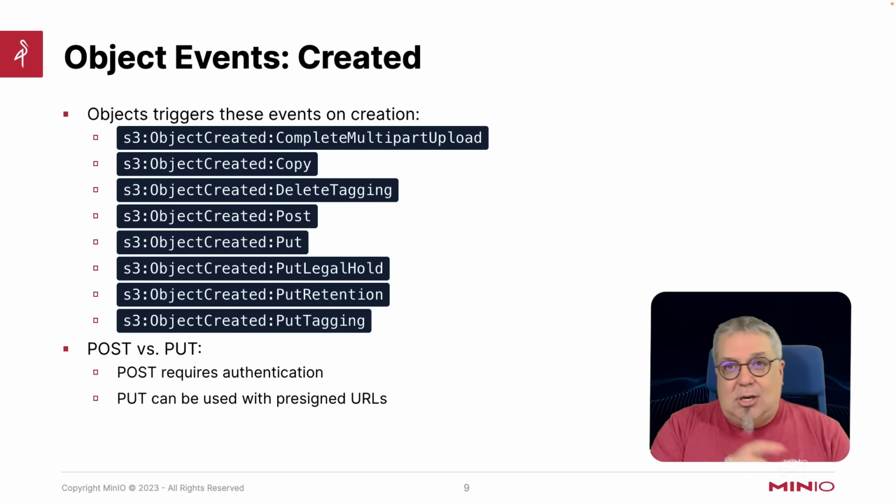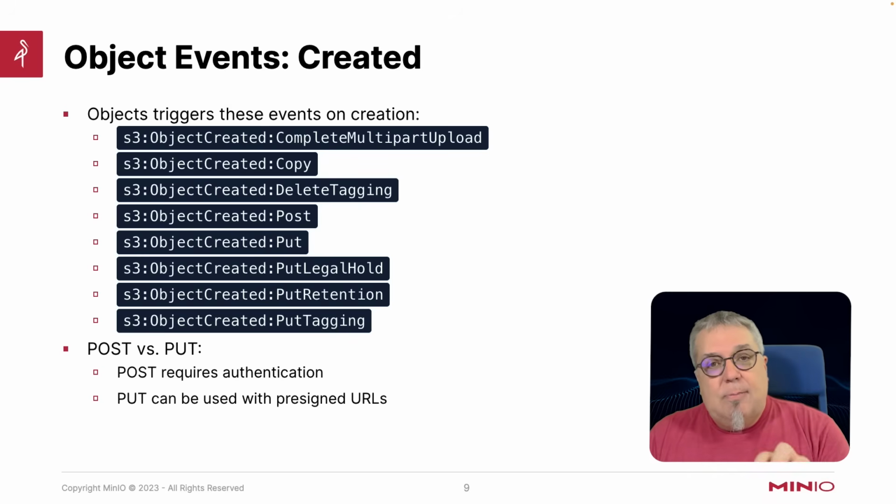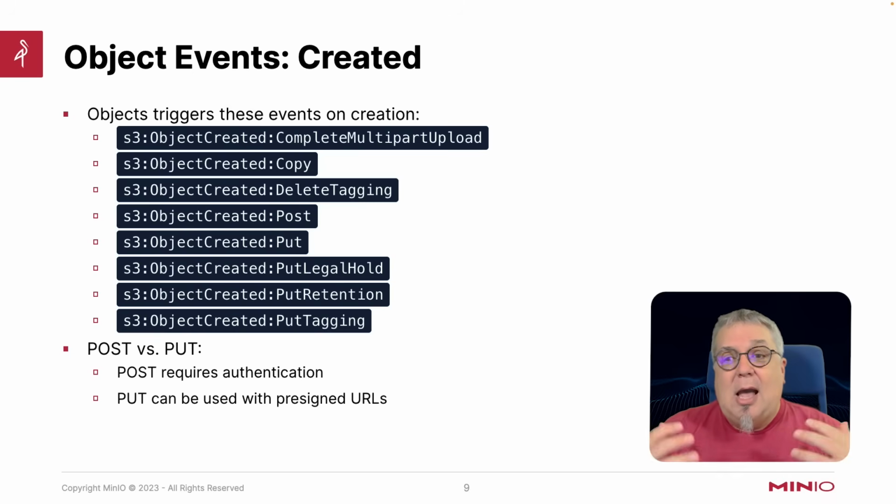By the way, there's a post and a put here, and a lot of folks are like, well, wait a minute, why am I doing a post and a put? At the end of the day, I'm putting something on my MinIO server, so what happens there? Well, a post is going to require authentication, whereas a put you can use with a pre-signed URL. So if I'm doing a lot of pre-signed URL work, I want to make sure those are all working. I would check on put more than post.